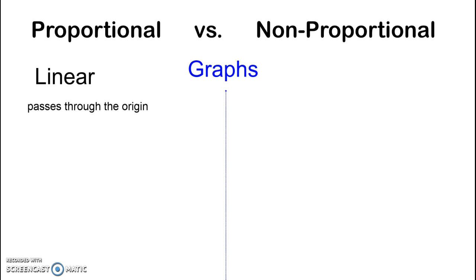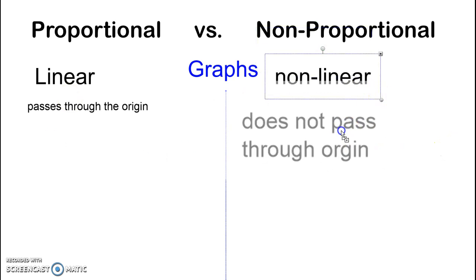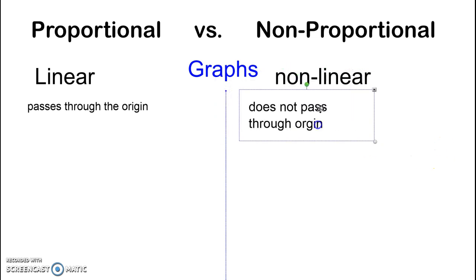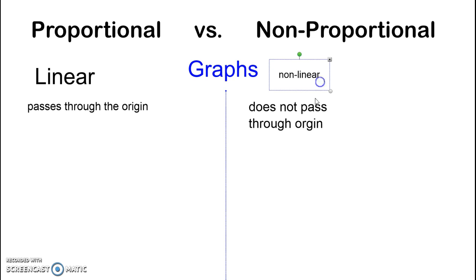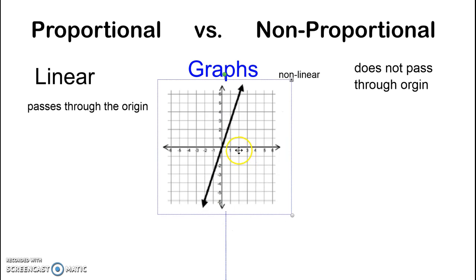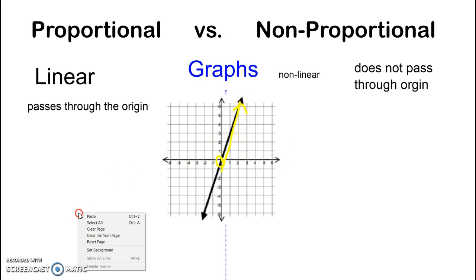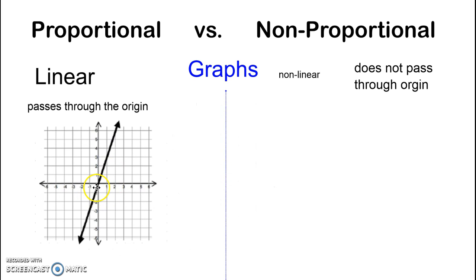which means the opposite is true for a graph to be non-proportional. So that would be non-linear, so it does not make a straight line, and it does not pass through the origin. So it means it does not go through 0, 0. So here's an example. We can see a couple things here, that this is going through 0, 0, and it is a straight line. So this is going to be put in the proportional category. It starts at 0, 0, and it's a straight line.